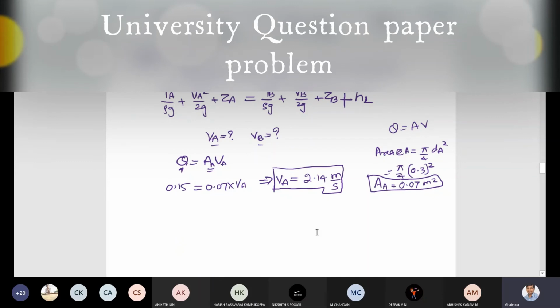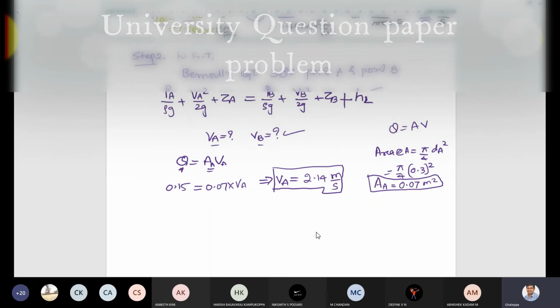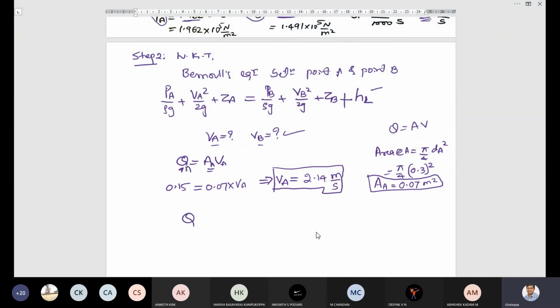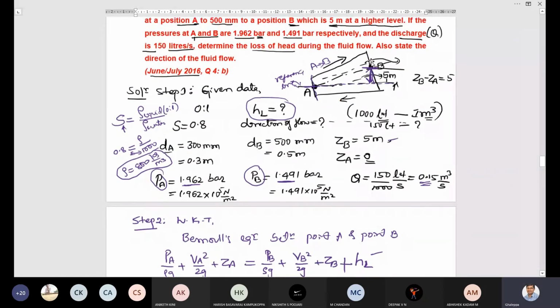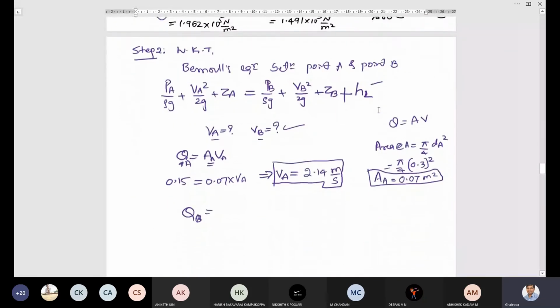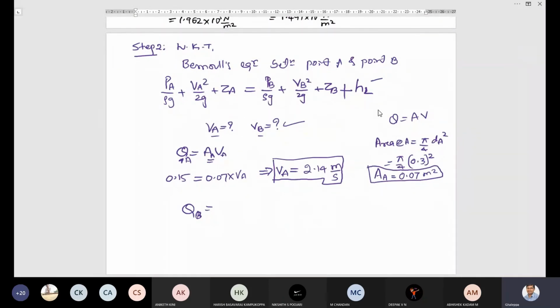So similarly, calculate velocity at point B. The discharge at point A will remain the same as discharge at point B because there is no sudden decrease or sudden increase in the diameter. Discharge will remain the same through the pipe. Because continuity equation says the total mass entering the system is equal to the total mass going outside. So QA and QB are both the same.